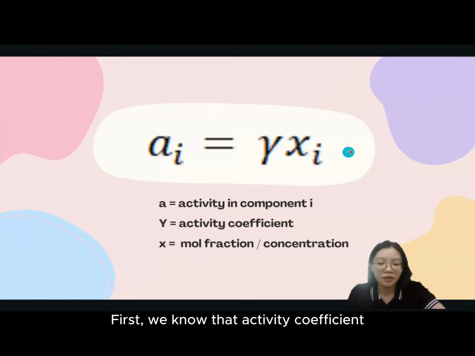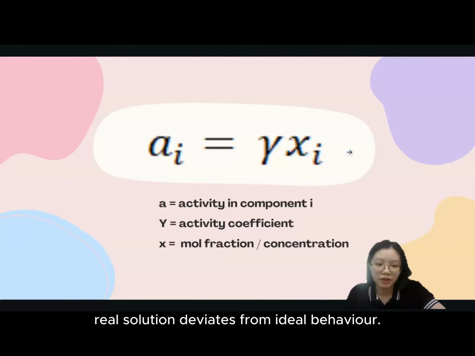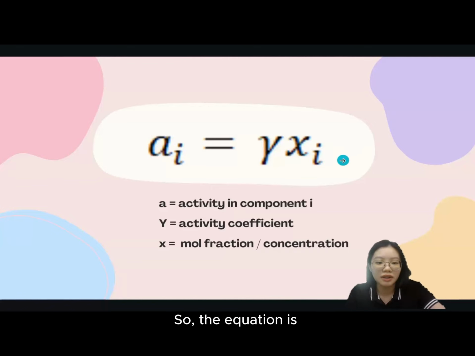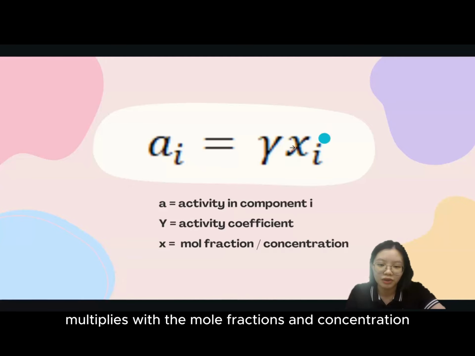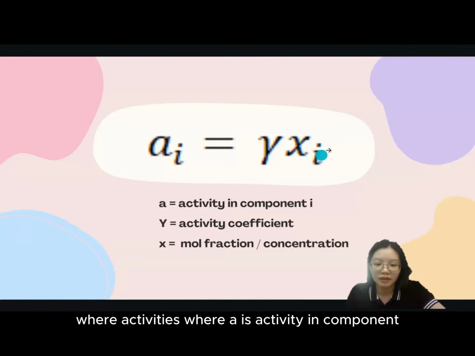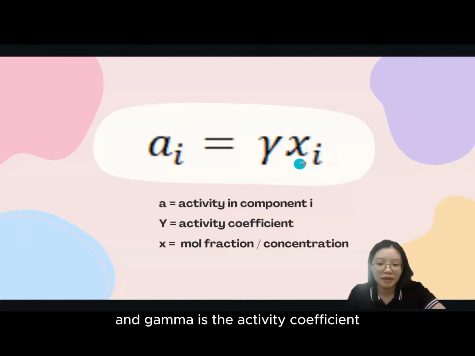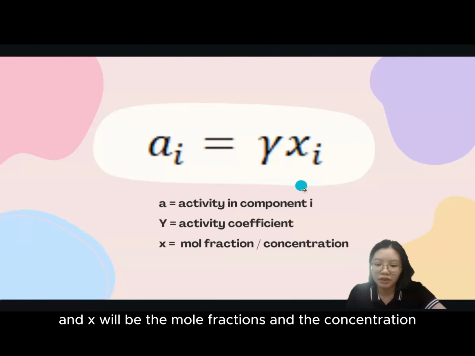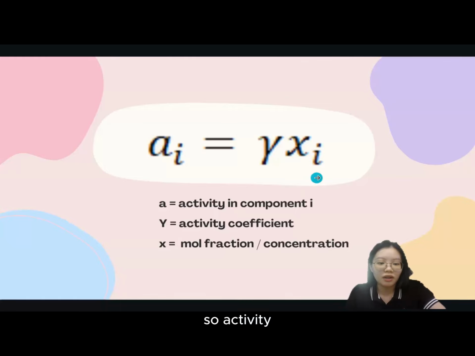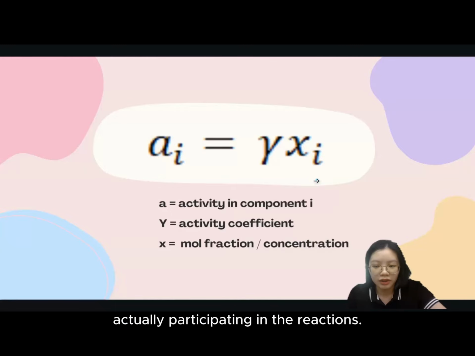First, we know that the activity coefficient measures how much a real solution deviates from ideal behavior. So the equation is: activity equals gamma multiplied by the mole fraction, or concentration, where a is the activity of the component, gamma is the activity coefficient, and x is the mole fraction or concentration. Activity is also called the effective concentration in the chemical reaction, or the concentration actually participating in the reaction.